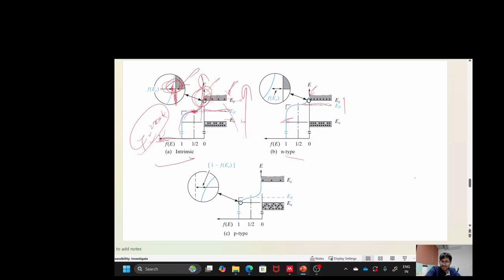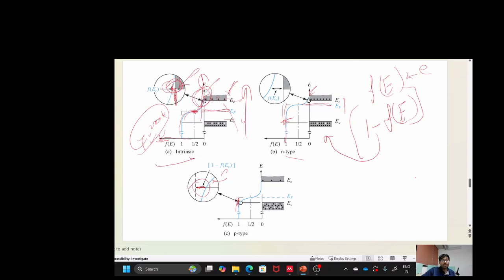So whenever we say Fe is the probability of finding an electron in the conduction band, 1 minus Fe is the probability of not finding an electron. That means that is the hole. It is unoccupied, and this gives the hole probability in the valence band, and this is the 1 minus Fe. If you see here, this is 1 minus Fe, and you will get this point. This blue graph is the 1 minus Fe, and this is the probability of the not occupied state.